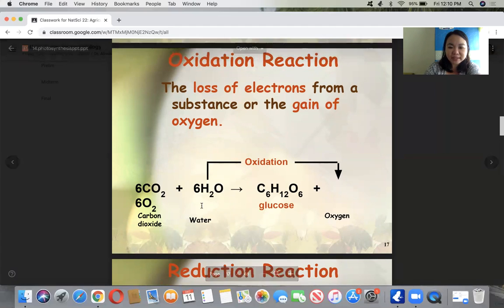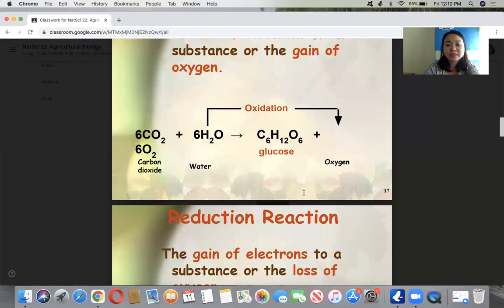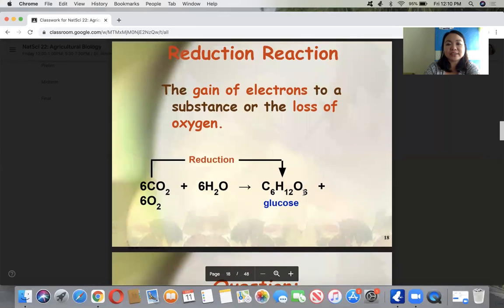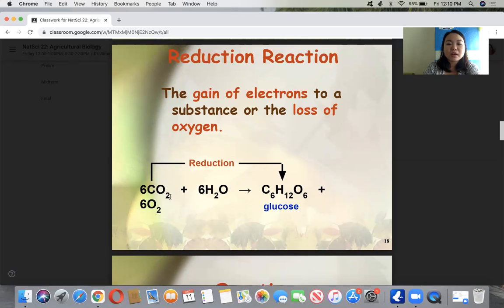So as you can see here, carbon dioxide and water are undergoing the process of oxidation as they gain oxygen. While in a reduction reaction, as you can see, there is a gain of electrons by a substance or the loss of oxygen. So carbon dioxide plus water, wherein oxygen is reduced, with the glucose. So the reaction is oxidation-reduction.